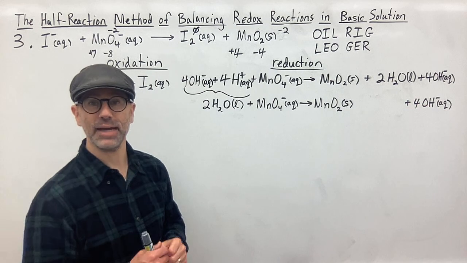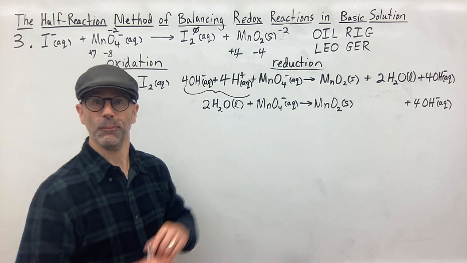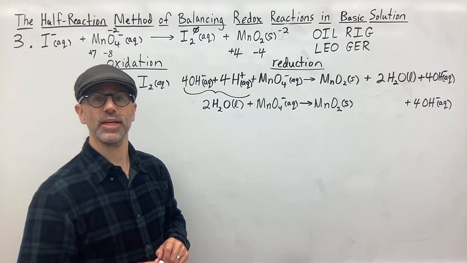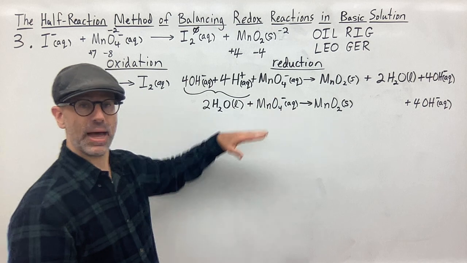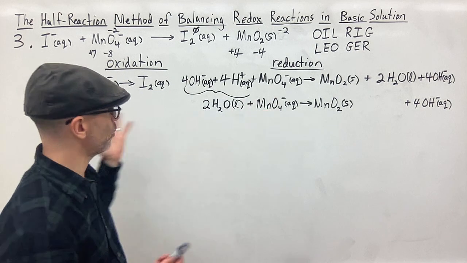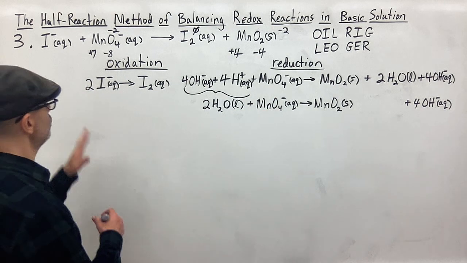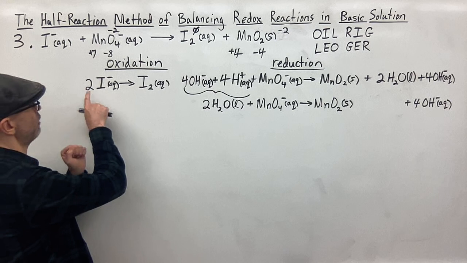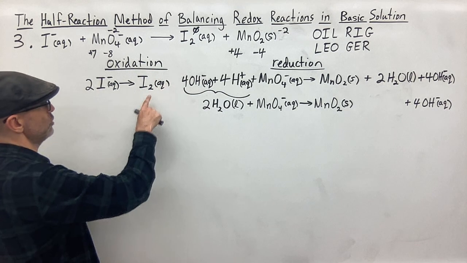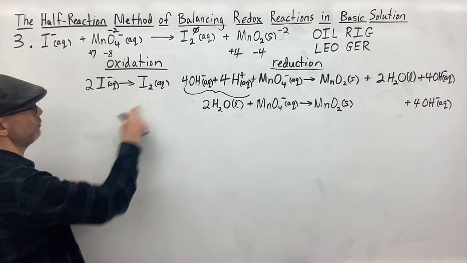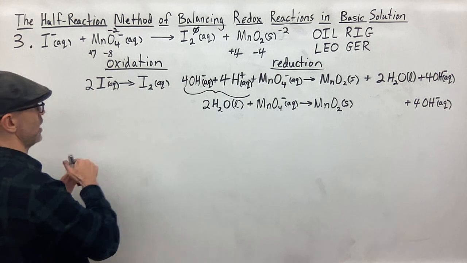So now it's time to add these together, but wait, we're not done yet. So we need to balance charge, right? We finished balancing the number of atoms, but we haven't balanced charge yet. So notice here I have 2 negatives, and over here is neutral. So to get them to both be negative, I'm going to add 2 electrons on this side.